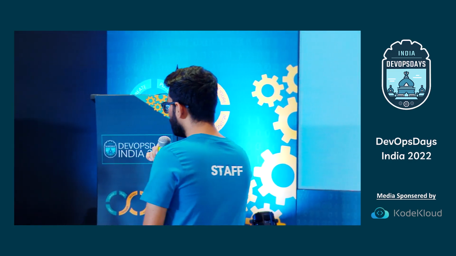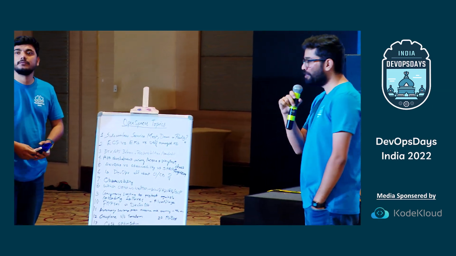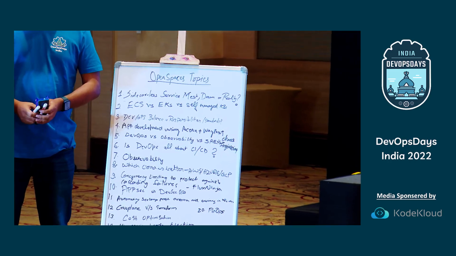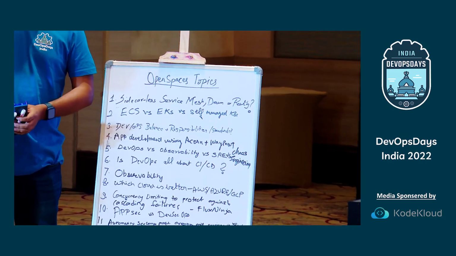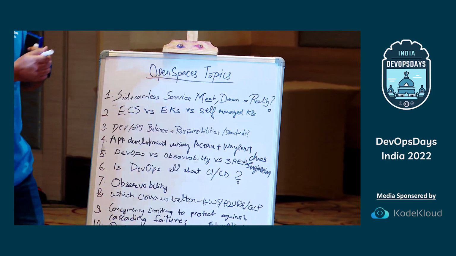So let's do voting. Let's start with sidecar-less service mesh, dream or reality. Anybody who wants to be in that? Okay, few hands, 4, 5, 6, 7, 8. Okay, interesting. Can you write down 8 something?